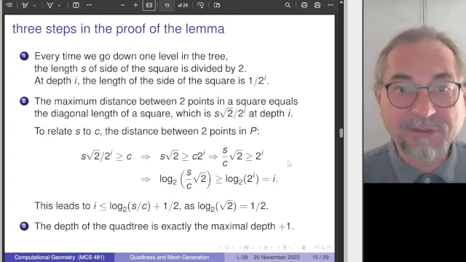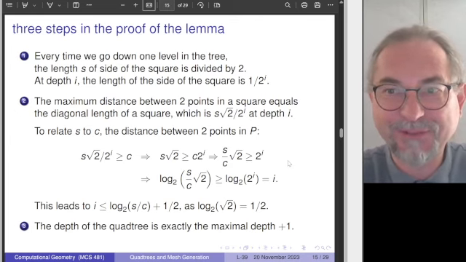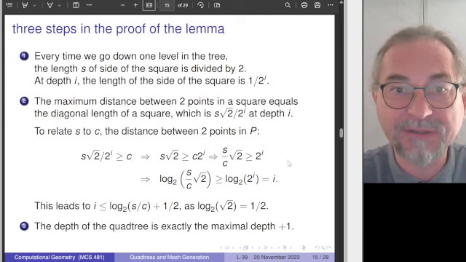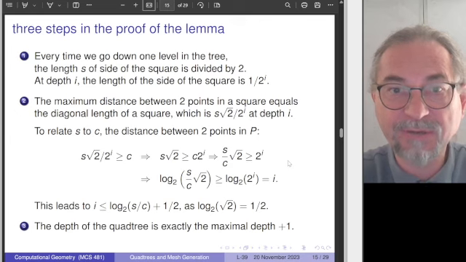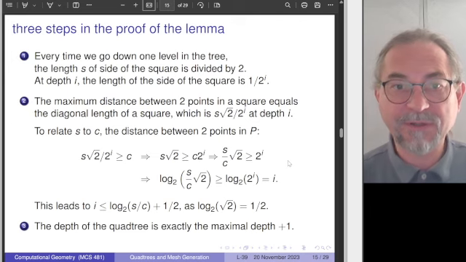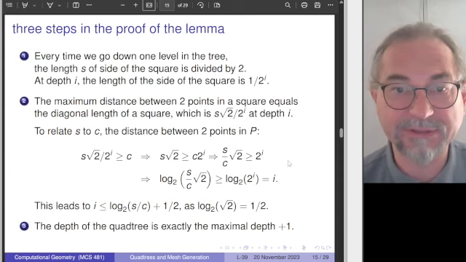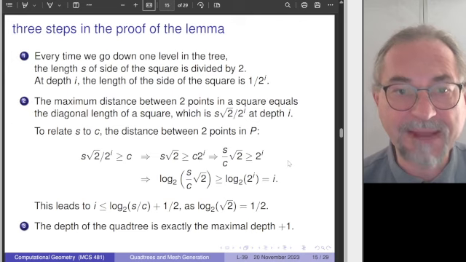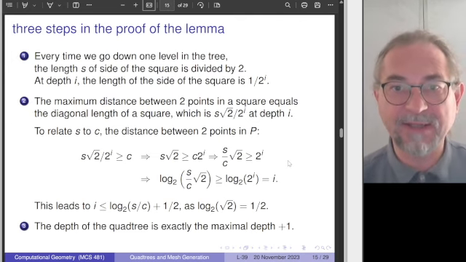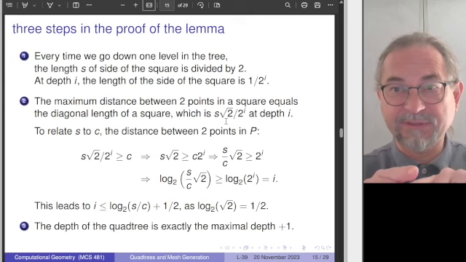Okay, there are three steps in the proof of the lemma. How do we get to that argument? It's a mathematics course, so we need to know the arguments. Every time we go down one level in the tree, we cut the size. So this is where the 2 log comes in, in some sense. So there is the depth, and at that depth we know what the size is. Then the maximum distance between 2 points in any square. In order to be in the square, we know this as well. It's the diagonal length of the square, and then the square root.